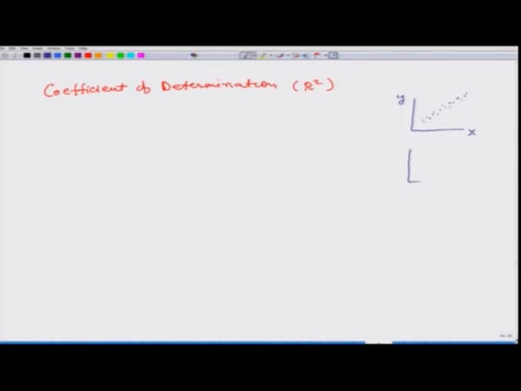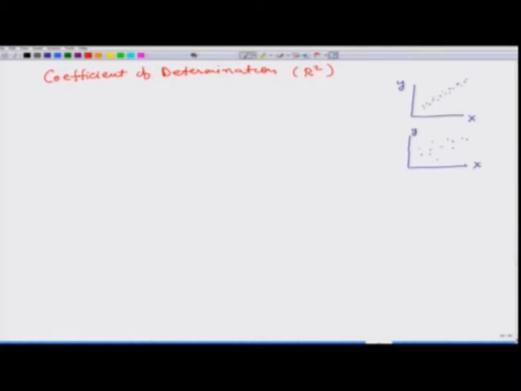Suppose I take here two situations, x and y, in which the scales of x and y are the same, and we try to fit a line like this and here this. Now, which of the models is going to be fitted better? Obviously, in this figure I can see that the points are lying more closely to the fitted line in comparison to this figure. Here you can see that the points are lying here and here, and they are quite far away compared to the points in figure number 1.